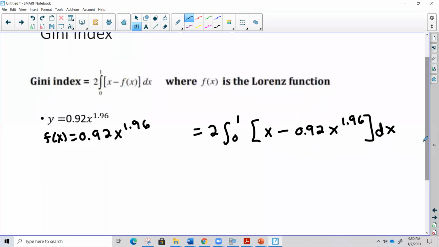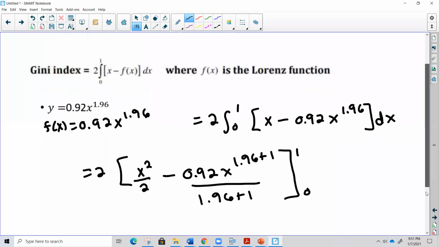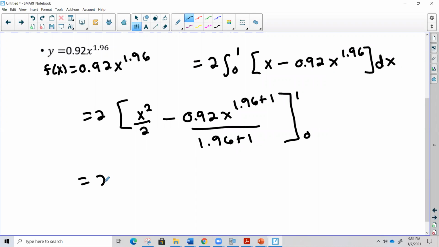Okay, so if I want to find this, I'm going to take the definite integral for this. So for that, the integral of x is x squared over 2 minus, and then I have 0.92x. When I do the definite integral, I add 1 to the exponent, and then I divide by that new exponent. And because this is a definite integral, I don't need the plus c, but I do need the bounds because I'm going to have to use the fundamental theorem and plug them in. All right, so then I'm going to simplify this.